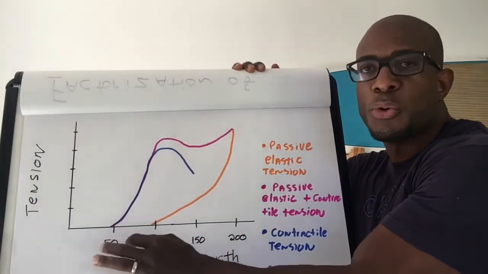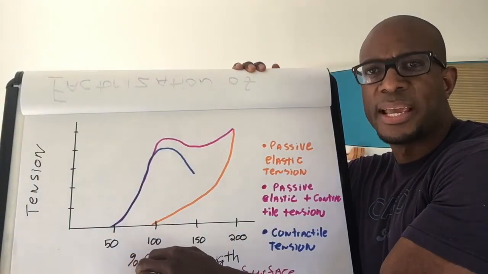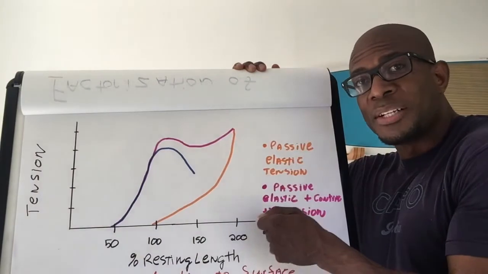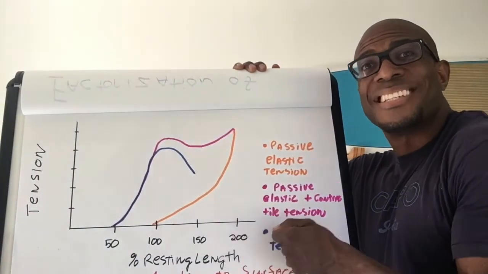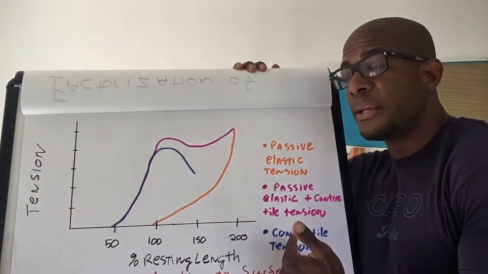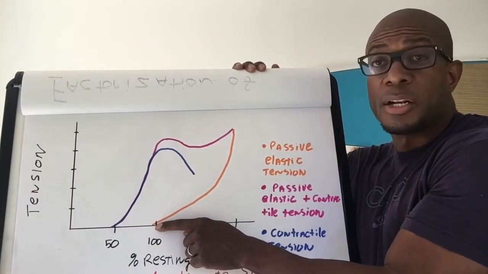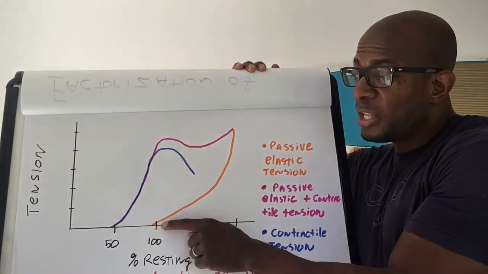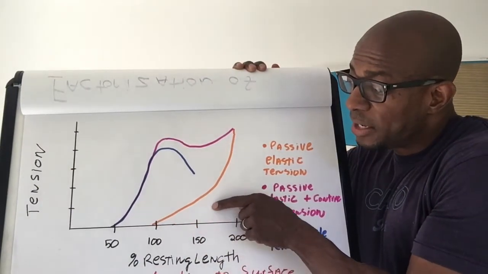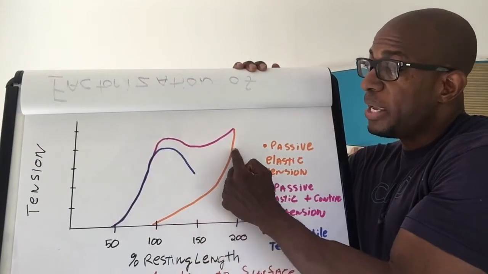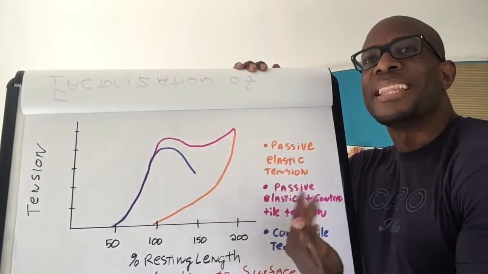So we're gonna fix it to one end of a board, let's say, and we're gonna grab onto the other end, we're gonna start to pull on it. And we're gonna measure how much tension it gives us, how much resistance it gives us, just passively, okay? And what we'll notice is that we don't start to get any kind of resistance until we get to about 100% of the resting length. And then as we move past that, get past 150%, as we move out towards 200%, there's a sharp increase in the amount of resistance that this tissue gives us.